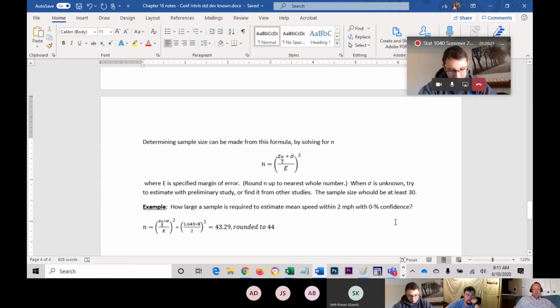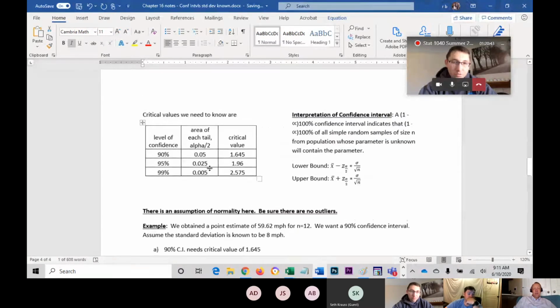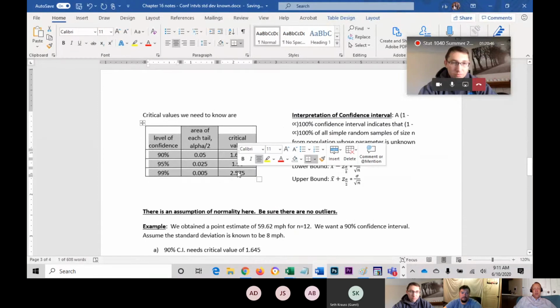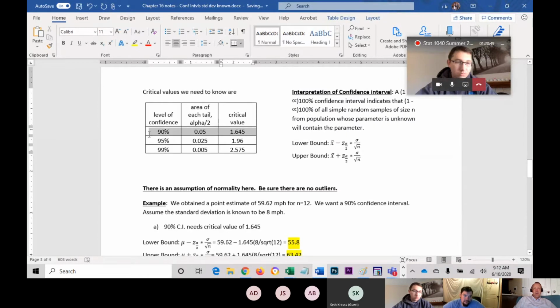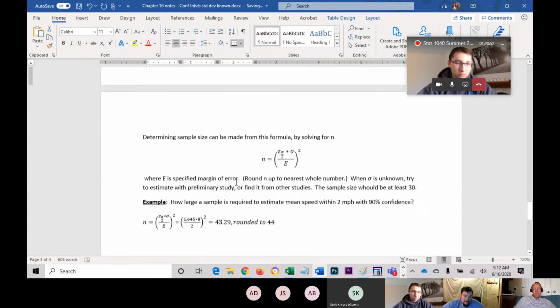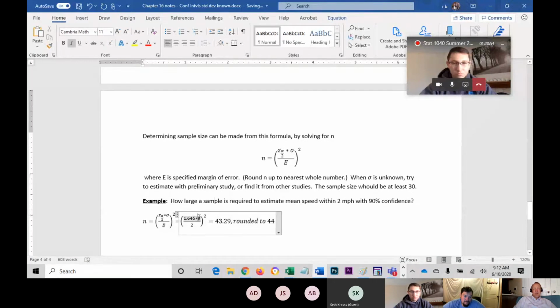So I'll have to give you the margin of error in this case. How large must the sample size be required to estimate the speed within 2 miles an hour with 90% confidence? So if you plug that in, Z sub alpha over 2, you're going to get that off the chart. Here's the same chart right here. So 1.645 for 90% confidence times your 8, which is the 8 miles per hour, divided by, if you only want a 2 mile per hour margin of error, that's going to equal 43.29.